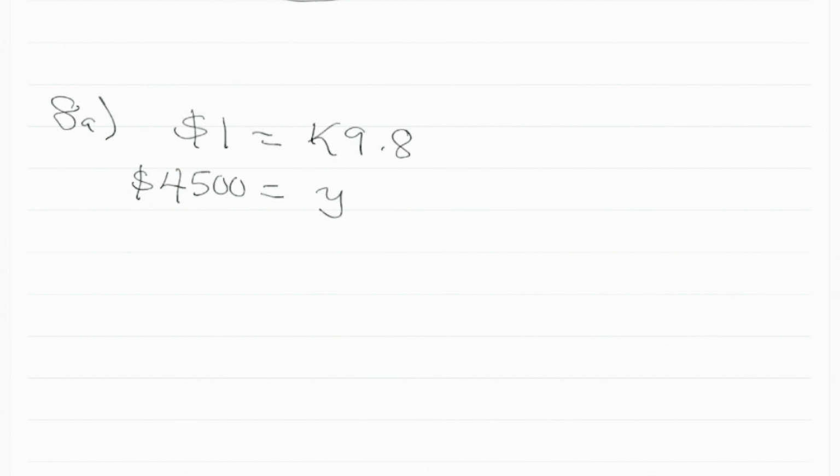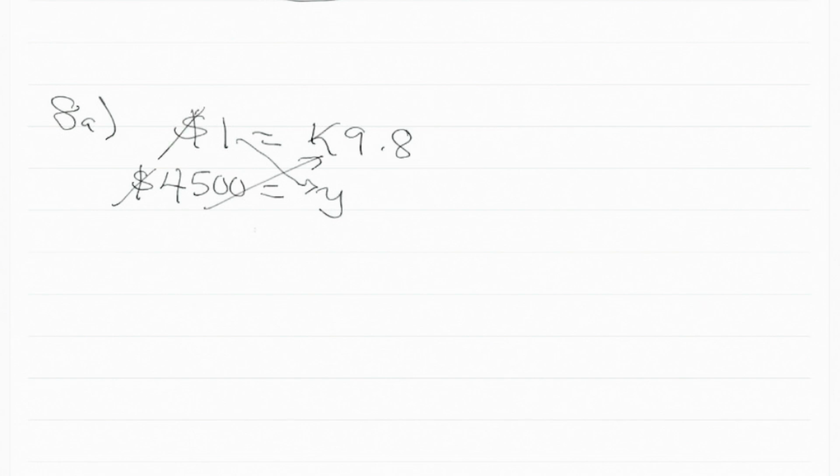So the value for kwacha, we are going to put it as y, or any letter. This is the use of mathematics in our daily lives, that is in conversion of forex. So how do you go about it? This is how. Since we have $1 is equal to 9.8 kwacha and 4,500 is what we need to find, at this stage we cross multiply.